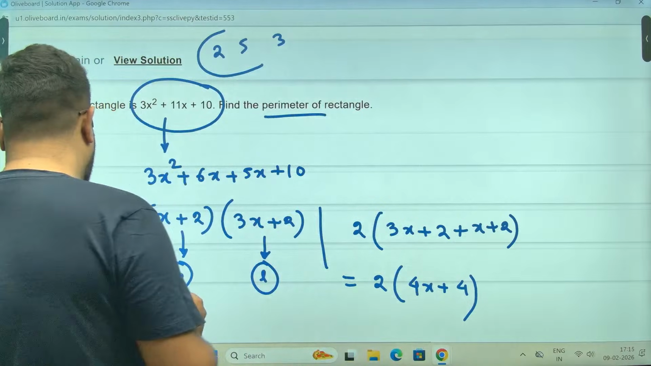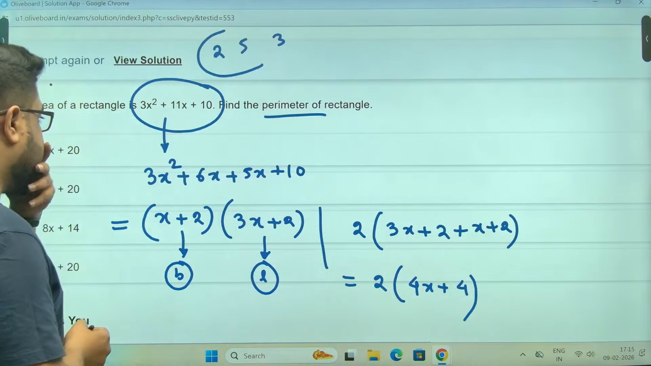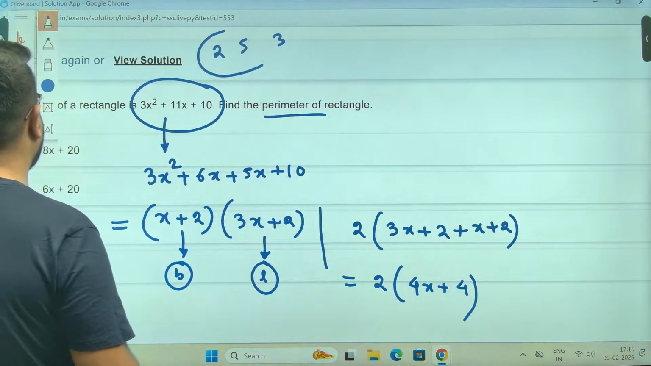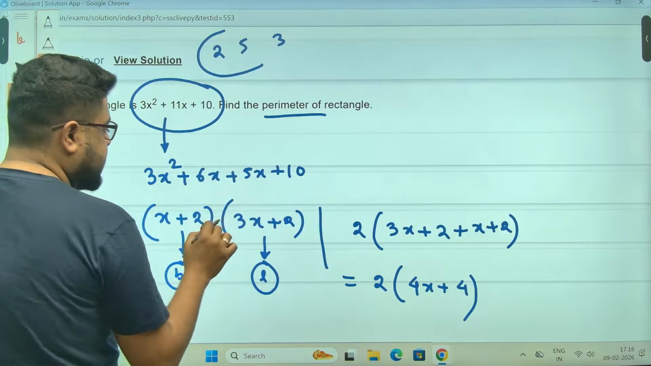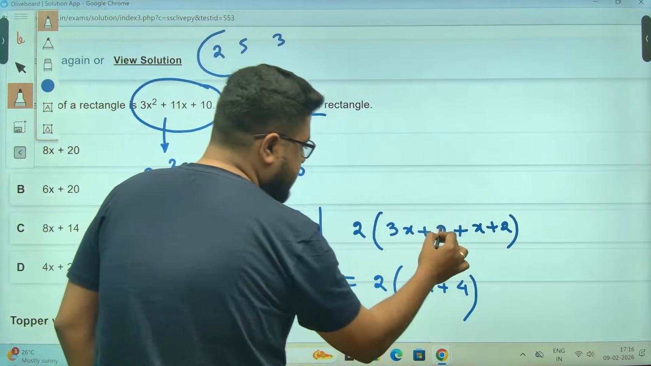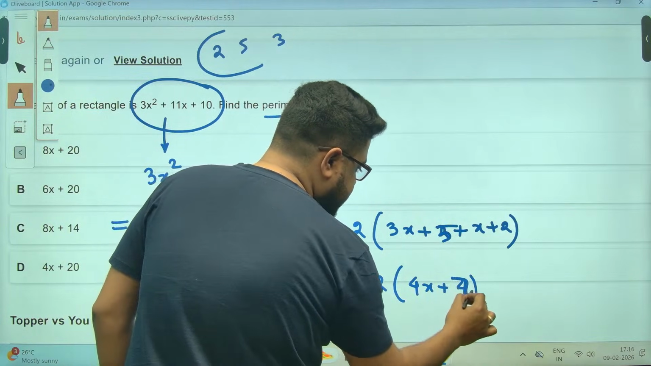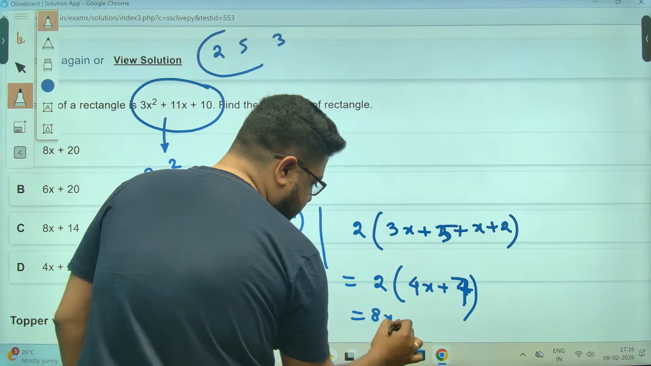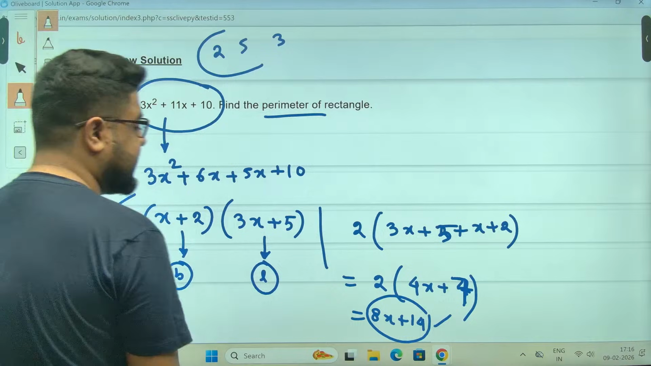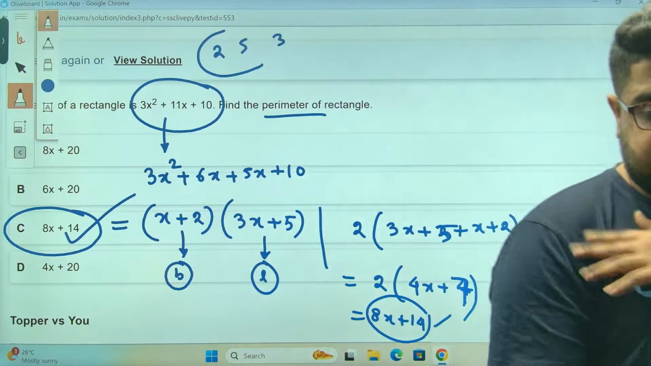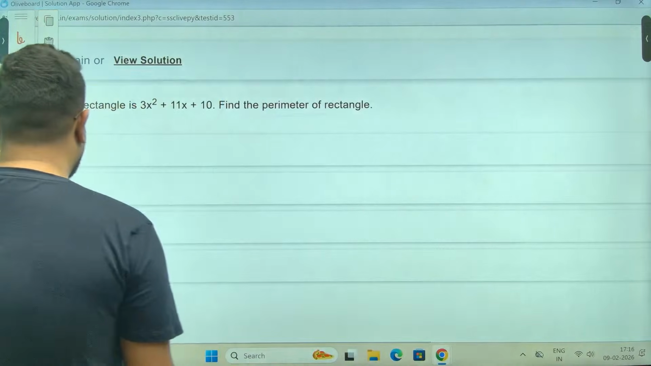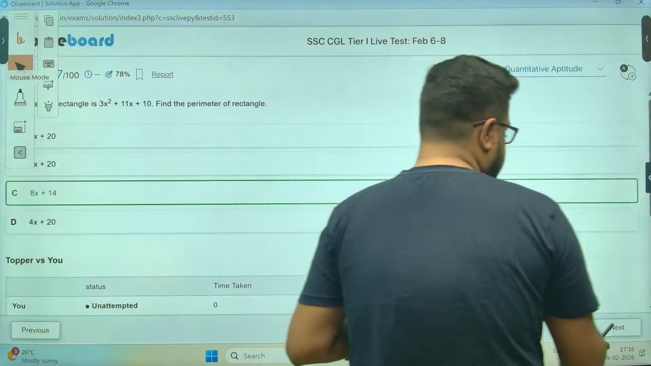One second, I missed. Sorry. Sir, this will be 5 common, na? I've written 2 over here. Extremely sorry, sir. This will be 7, sir. So that means 8x plus 14 is the answer. Extremely sorry. 8x plus 14, option number C. Option number C is your correct answer, sir. 8x plus 14. 100%. Done. Moving on.